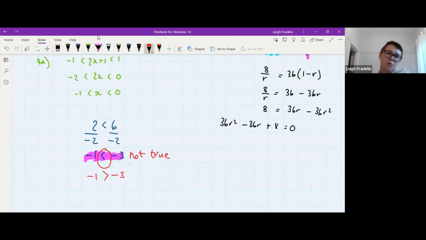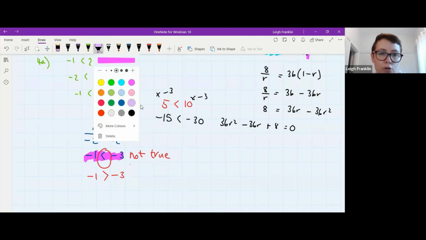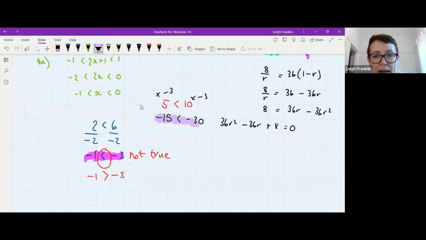The same thing would happen if you multiplied. If you had something like 5 is smaller than 10, and I multiply this by -3 and that one by -3 and I say -15 is smaller than -30, then again I've made a statement that is not true. This statement that I'm highlighting in light purple is not true. My sign has to swing around, because -15 is bigger than -30. So it's only when you multiply or divide by a number that is negative, not just if you're dividing. If you divide by a positive number, the signs don't switch around.